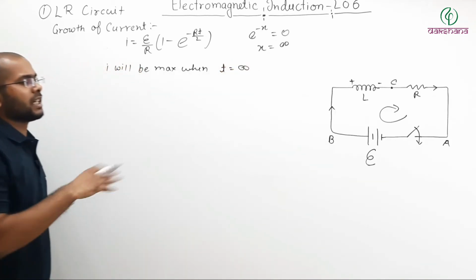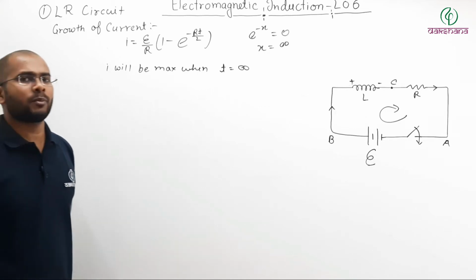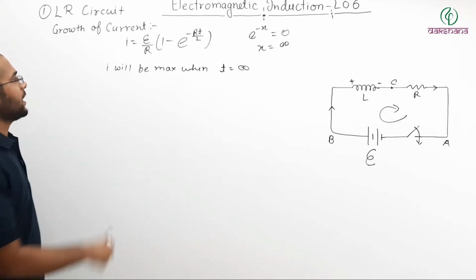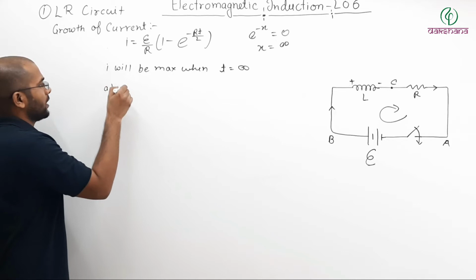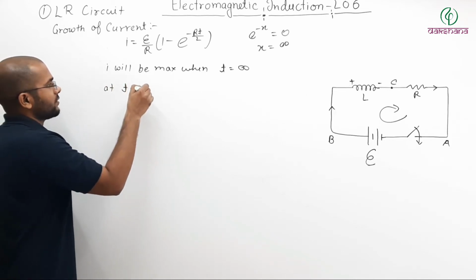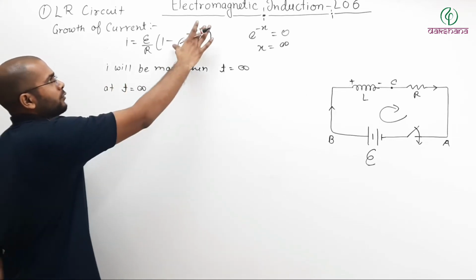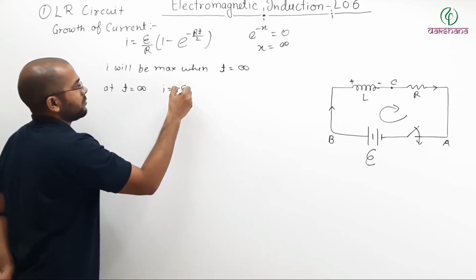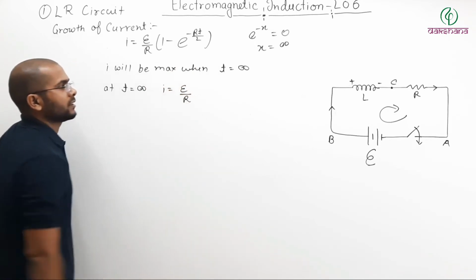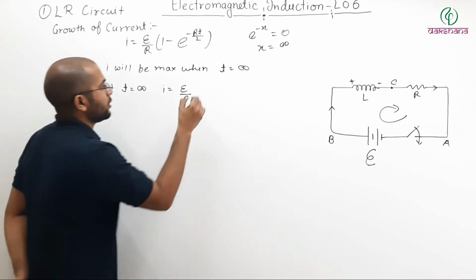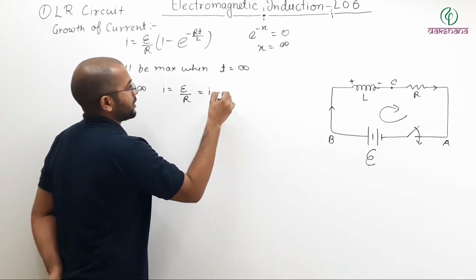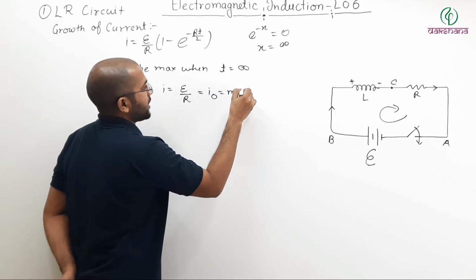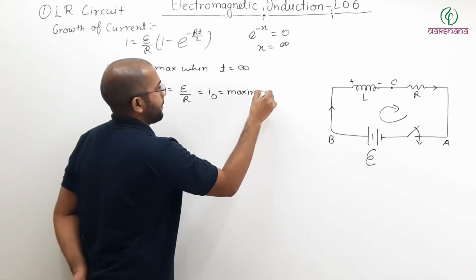So after a very long period of time, at t equals infinite, this value will become 0. I would become EMF divided by R. This would be your I naught, which is the maximum current.